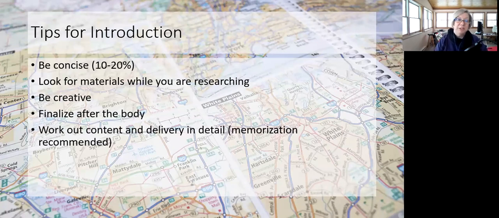Now, here's some tips for your introduction. We talked about public speaking math. Please be concise. Your introduction should be 10 to 20% of your total time. So for a 5-minute speech, that's 30 seconds to a minute. It's very short. You're going to get all 4 parts in 30 seconds to a minute for a 5-minute speech. Look for materials while you're doing research. Maybe you'll find a great story about your topic or a great quote. Look for those materials while you're researching your topic. Be creative. How can you best grab our interest? Is there another way you've thought of that can work that is not hello, my name is?